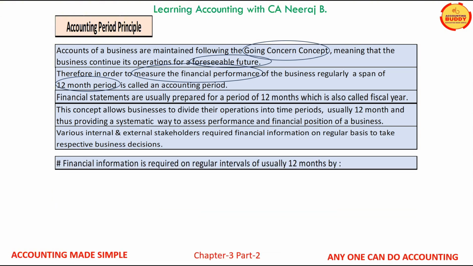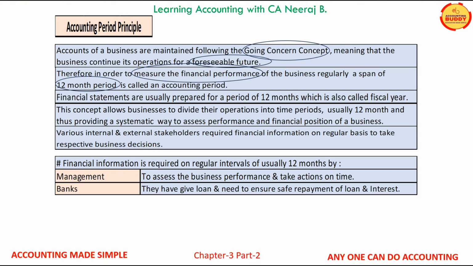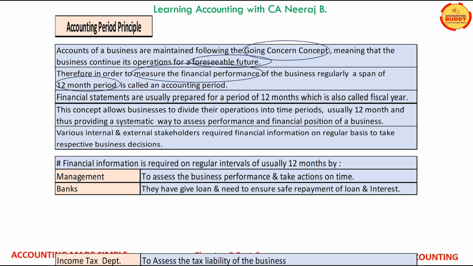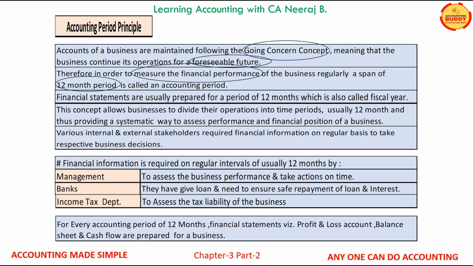Therefore, financial information for an accounting period of 12 months is required by management to assess the business performance and take actions accordingly, by the banks who have lent the money to the business and need to ensure the safe repayment of interest and loan, and by the income tax department to assess the tax liability of the business. For every accounting period of 12 months, financial statements, that is profit and loss account, balance sheet and cash flow for the business, are prepared.